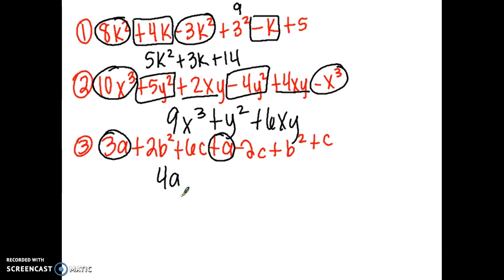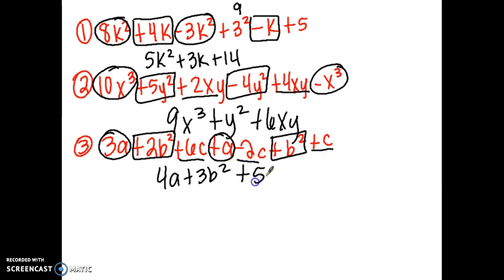Next, I have 2b squared. 2b squared plus b squared is 3b squared. Then I have 6c minus 2c. 6 minus 2 is 4. Plus c is 5. So the answer is 4a plus 3b squared plus 5c.